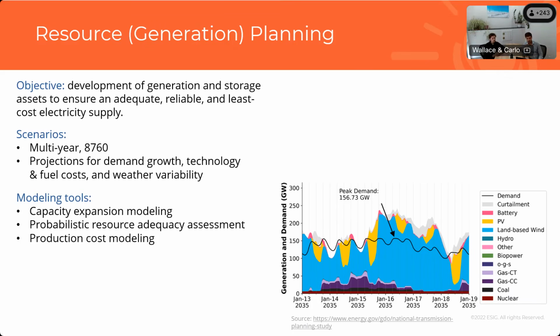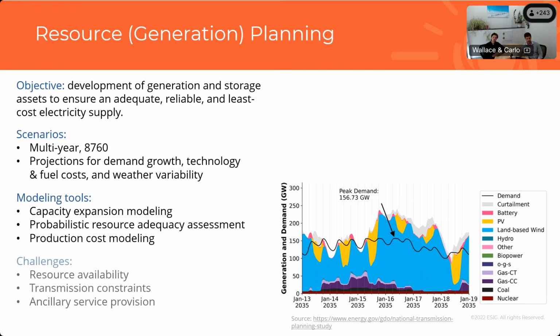And finally, I'm going to be running production cost models or optimal unit commitment economic dispatch models to evaluate how the system will operate on an hourly or sub-hourly basis under different future generation mixes that I may be evaluating, or different expansion plans that I may be evaluating to ensure the system can meet demand and ancillary service requirements every hour of the year.